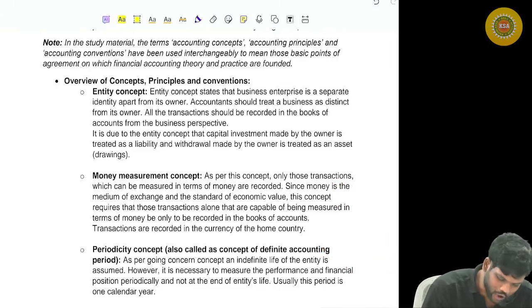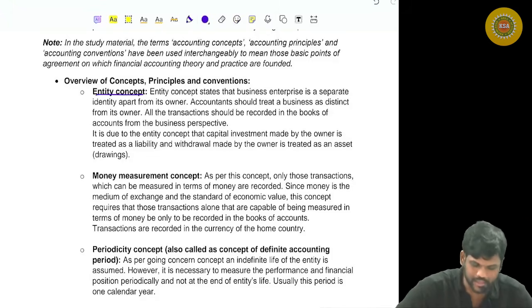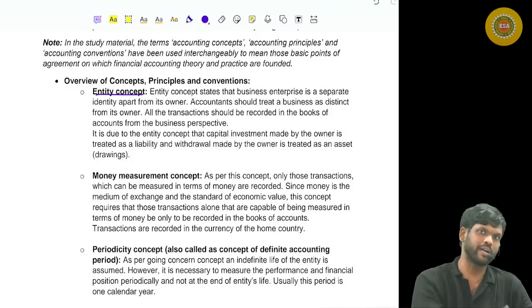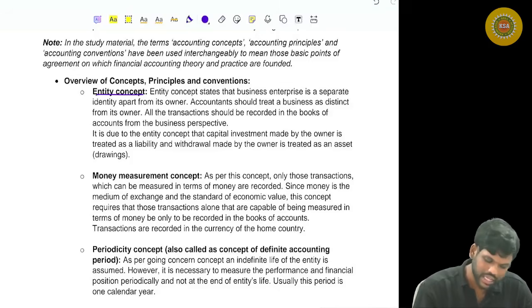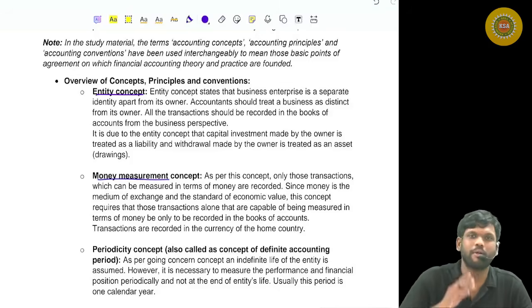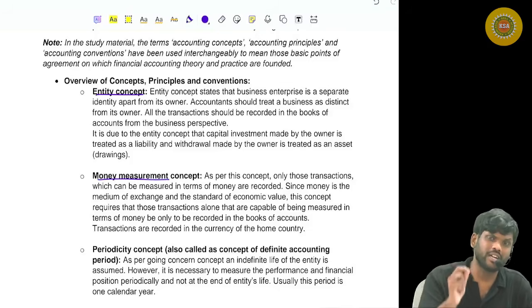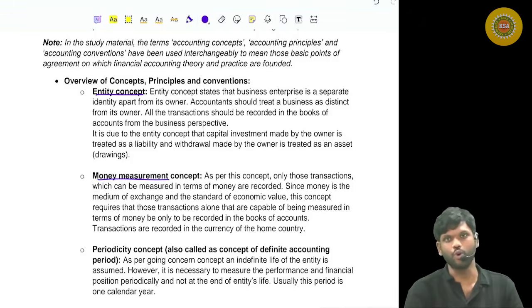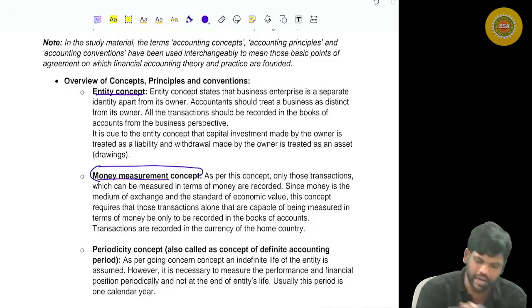First one is entity concept, or nothing but business entity concept. We all know owner and business are two separate persons. As far as accounting is concerned, all the transactions will be recorded only from the business perspective, not from the owner's perspective. So ensure you are clearly writing this if they ask a short note. Then we have the money measurement concept, which is also simple. In accounts, only those transactions and events which can be measured in terms of money are accounted. Those which cannot be measured in terms of money are ignored. The idea of measuring in money is called the money measurement concept.